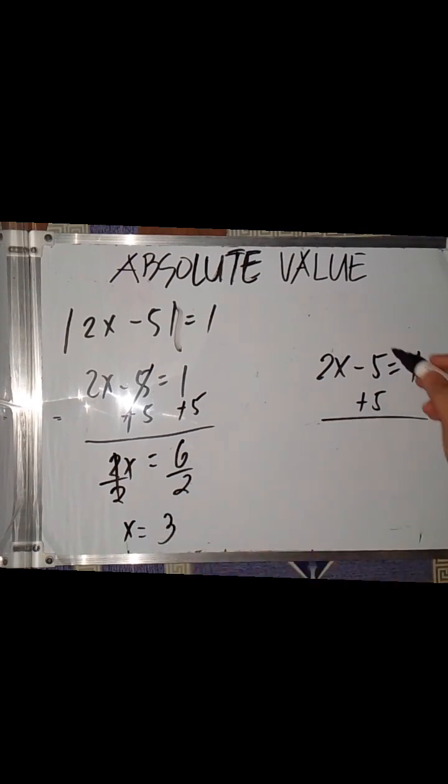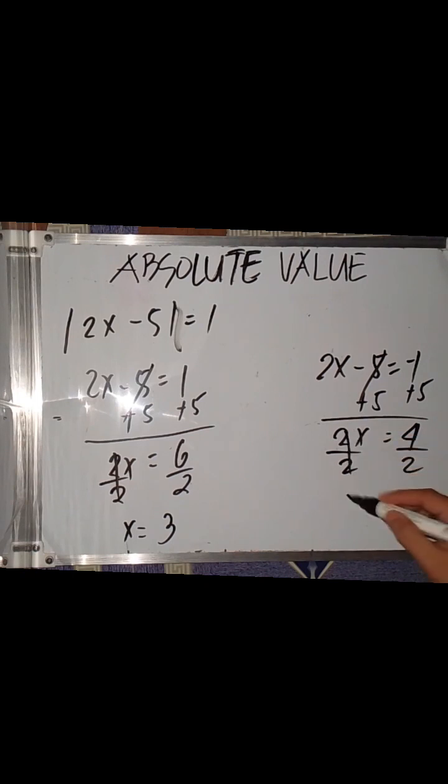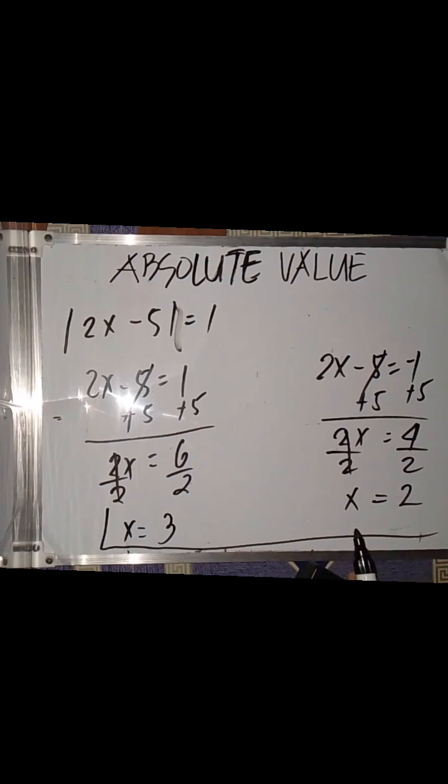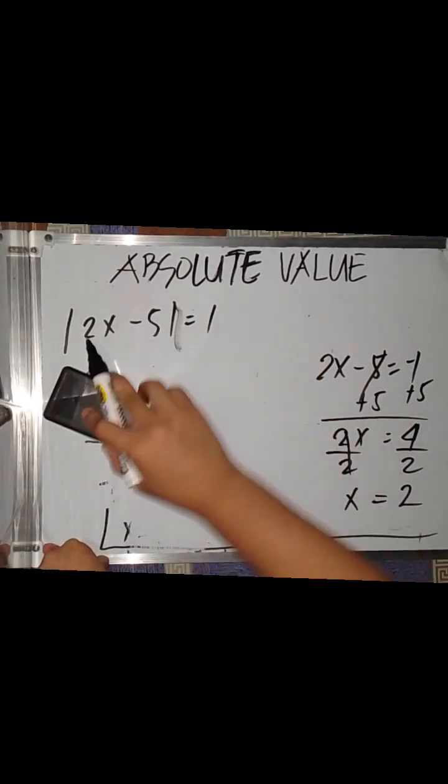For the other equation, cancel out the negative 5 by adding positive 5, so we have 2x is equal to positive 4. Divide both sides by 2, so we have x is equal to 2. So these are the solutions. In order to check them, we have to plug these values into the equation and see if it's true.